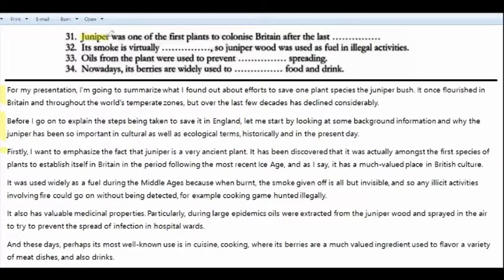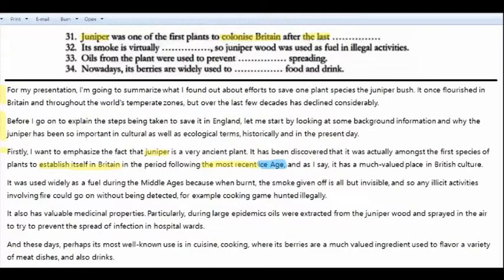juniper, so we got juniper colonized Britain. Those were some of our keywords. So juniper established itself in Britain. Okay, and then we actually have here the most recent, which matches with the last. So our answer here, Ice Age. Number 31, Ice Age. All right, and number 32 is next.